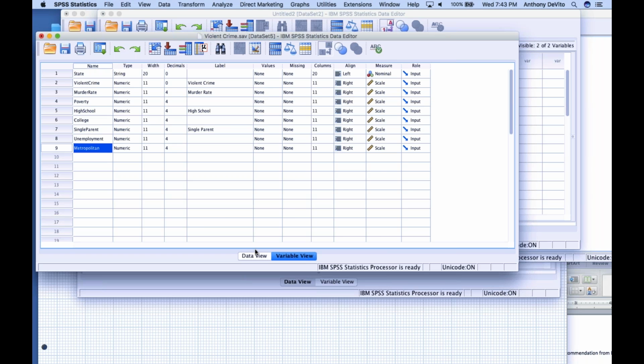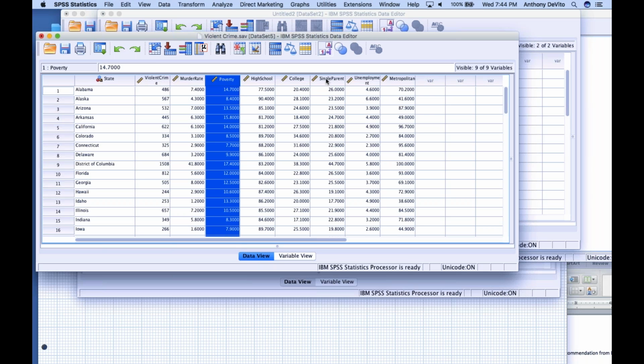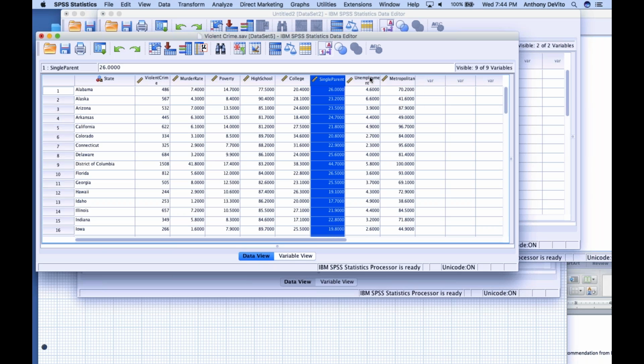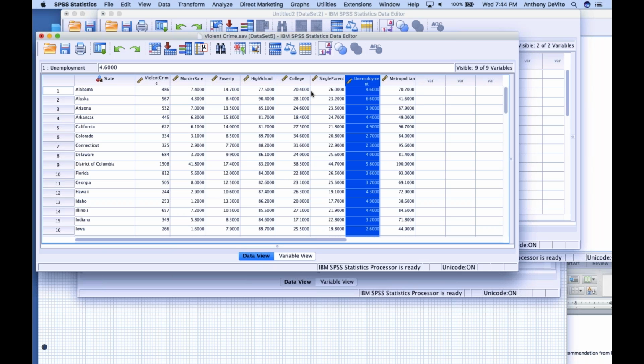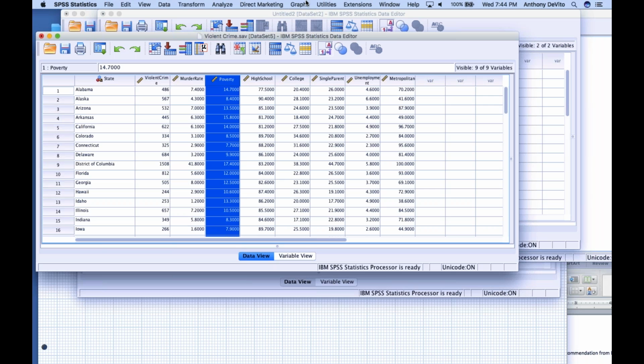Okay, so I'm going to see if there's an association between a couple of these. Let's see how much of the murder rate is associated with poverty, with single parent homes, with the unemployment rate. I'm going to take a look at the murder rate, which is one thing I want to compare to the poverty rate. Let's see if we see an association there.